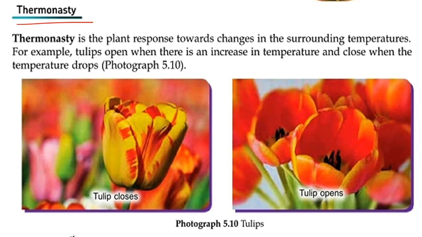Thermonasty. Thermonasty is the plant response towards changes in the surrounding temperature. Thermo means temperature. For example, tulips open when there is an increase in temperature and they close when the temperature drops. So this one closes when temperature drops and opens when the temperature increases.